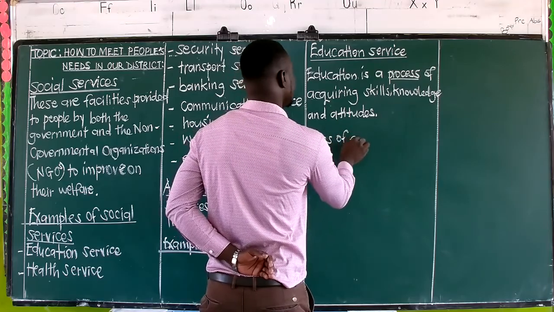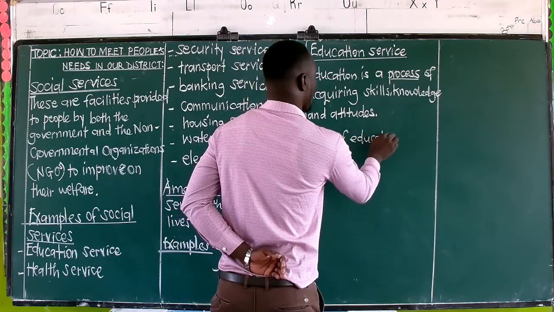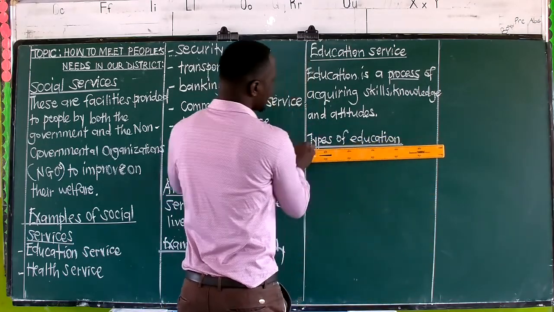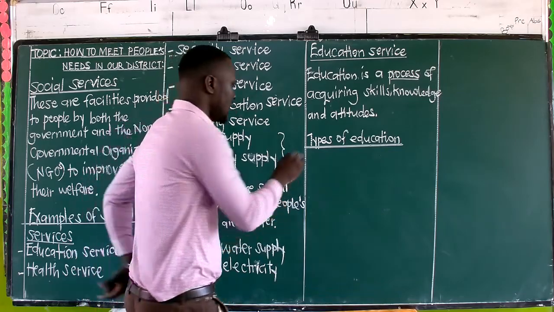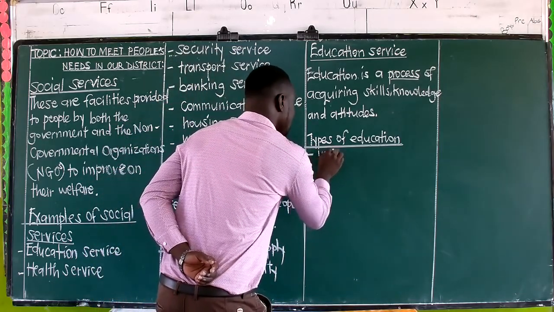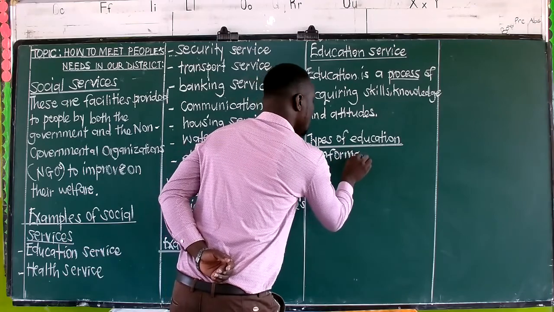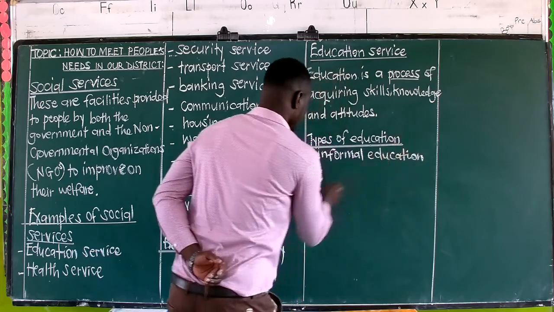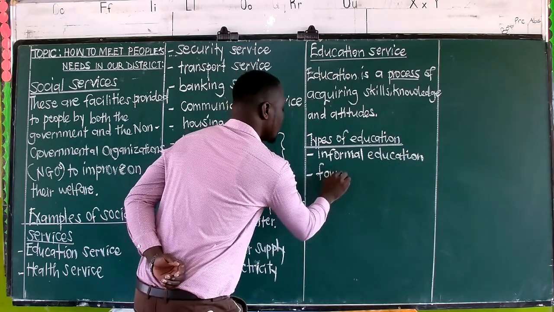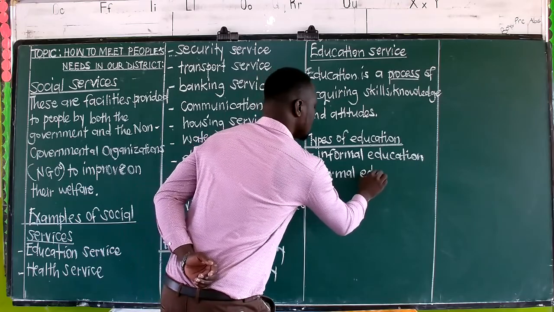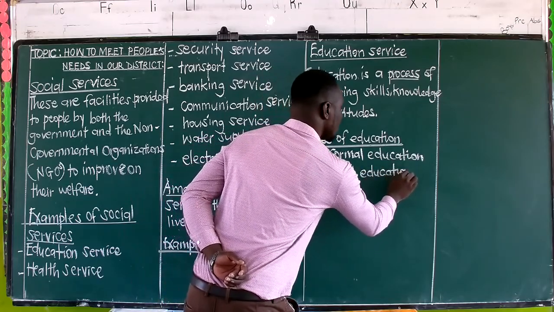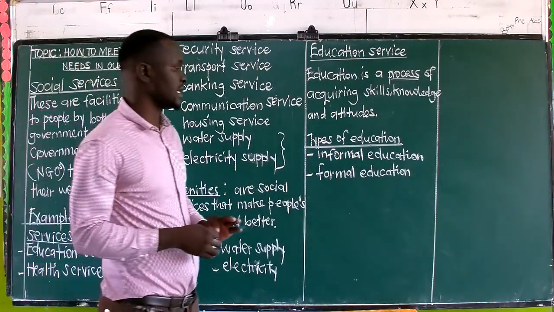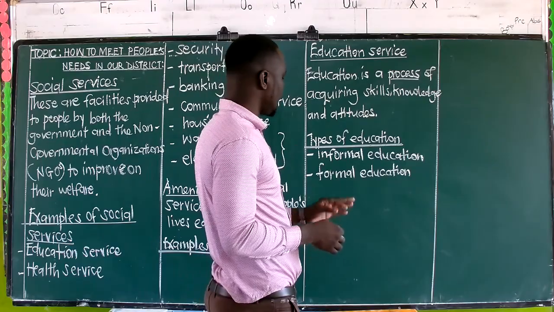Types of education. Now, education, we are going to look at 2 types of education. There are 2 types. One, we have what we call informal education. Then, we shall also have what we call formal education. Now, someone should be able to understand this well. As a primary 4 child, you should be able to tell what is informal education and what is formal education.